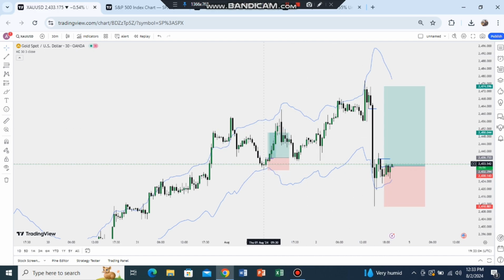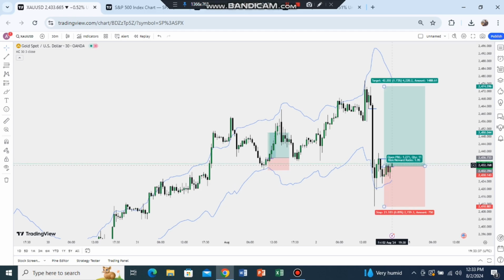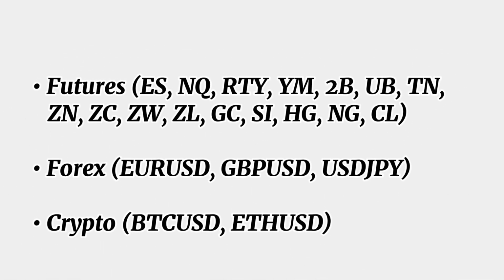Also, you can see we have used some ICT concepts here in this indicator. So these concepts make the win rate even more, and the win rate is around 65 to 70%. Okay, so sometimes it will give you losses. Okay, you can see price is already going up, and now I will show you some pairs that you can use this strategy on.